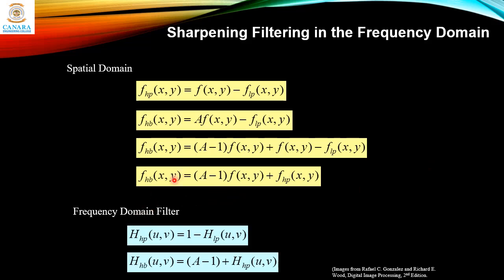Now in the frequency domain, you can express that as follows. The high pass, H high pass of uv, in the frequency domain is equal to 1 minus the low pass version, and the high boost version, H of uv, is equal to (A minus 1) plus H of the high pass version. Okay, so this is the representation in the frequency domain.